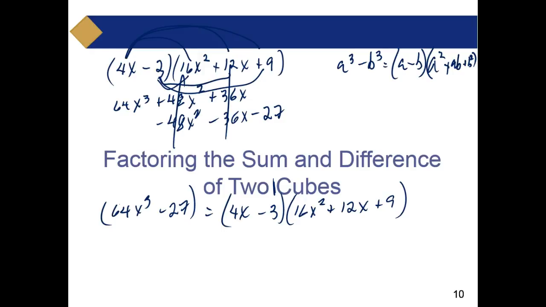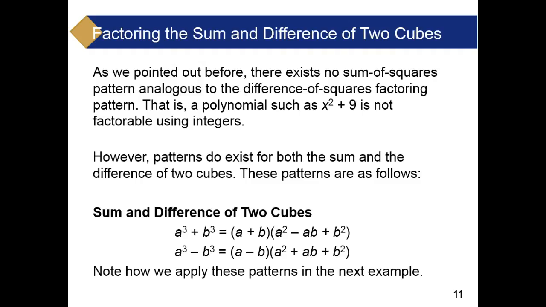Now, what the book did is just go to this. As we pointed out before, there exists no sum of squares pattern analogous to difference of perfect squares. That is, x squared plus 9 cannot be factored at all using integers. Okay. However, the patterns do exist for both the sum and the difference of two perfect cubes. And all they did was give you the patterns, which is what my complainer over there wanted. Okay. Yeah, it is. I was hoping for that to begin with, wasn't I?